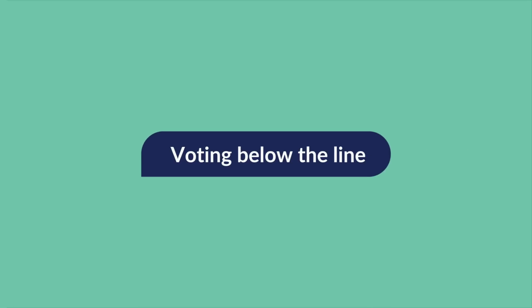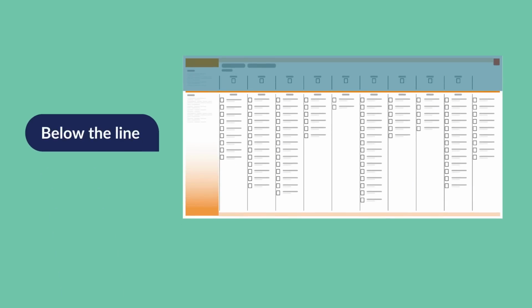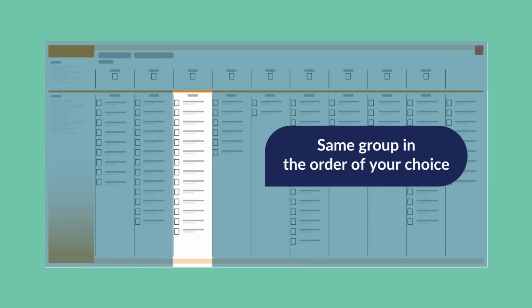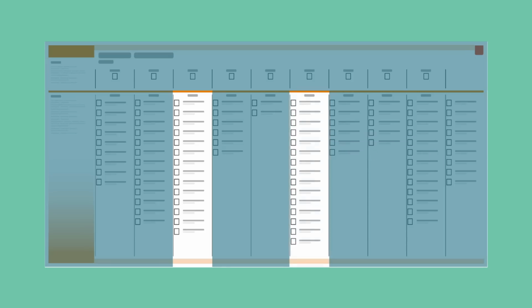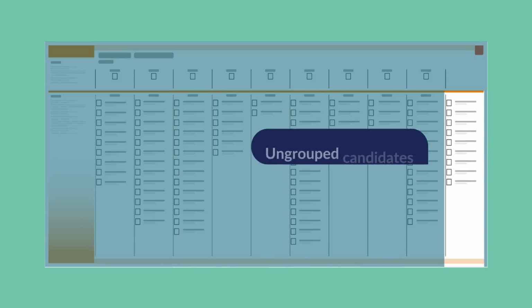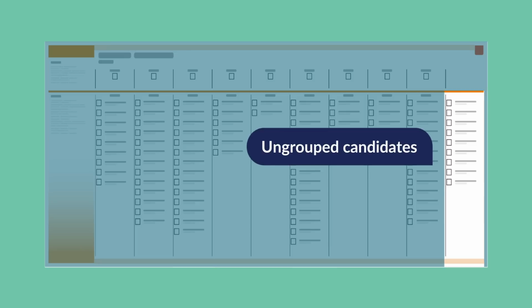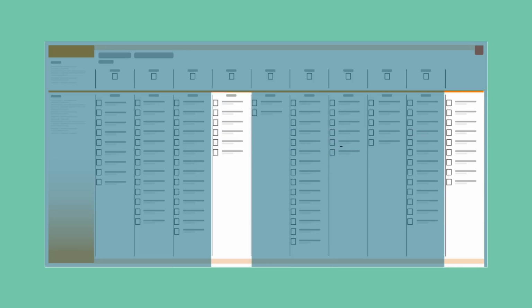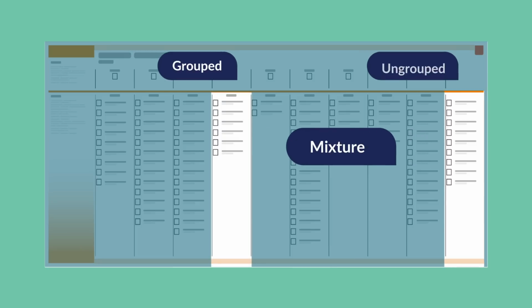Voting below the line. You vote below the line if: 1. You want to vote for candidates within a group in the order of your choice. 2. You want to vote for candidates from different groups in the order of your choice. 3. You want to vote for ungrouped candidates in the order of your choice. 4. You want to vote for a mixture of grouped and ungrouped candidates in the order of your choice.